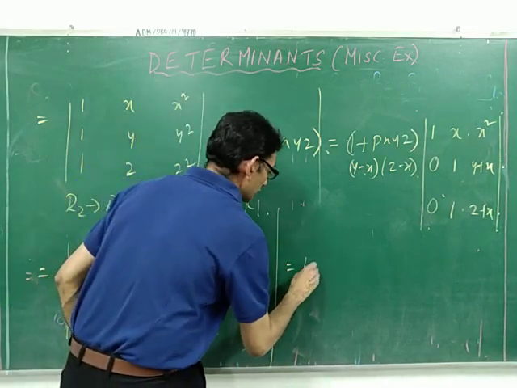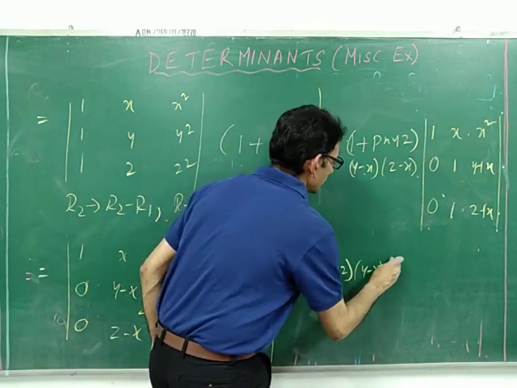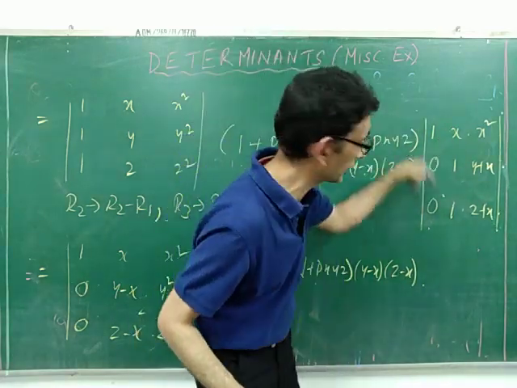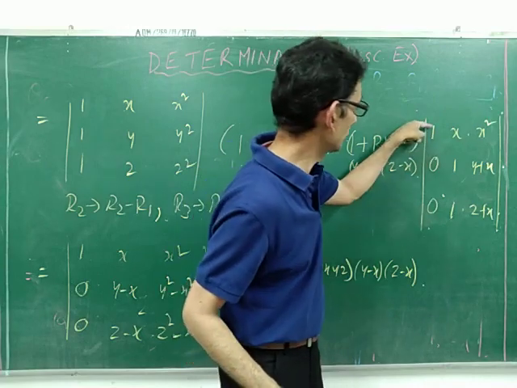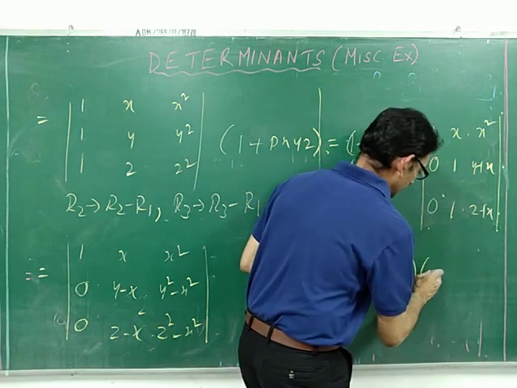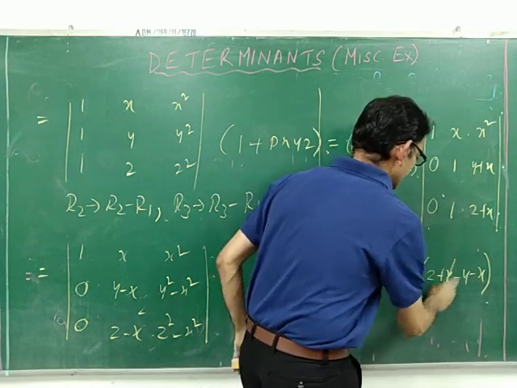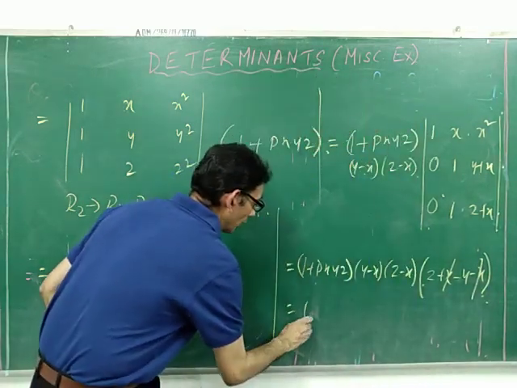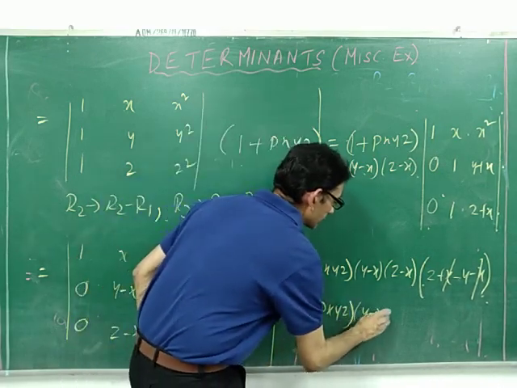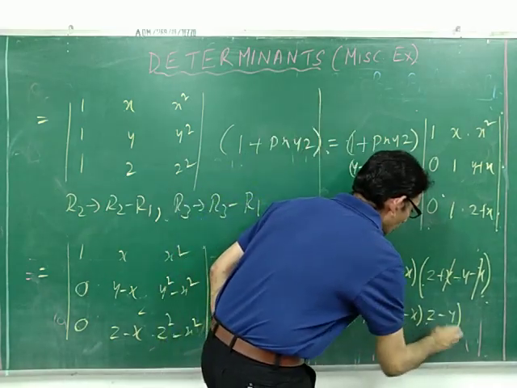It is equal to 1 plus p x y z multiplied by y minus x, z minus x. Now we're just expanding along the first column. If you expand along first column, you have to only expand along 1. So if you expand along 1, what will be left out? 1 into z plus x minus y minus x. So x cancels out. So finally, this is 1 plus p x y z and y minus x, z minus x, and this is z minus y.